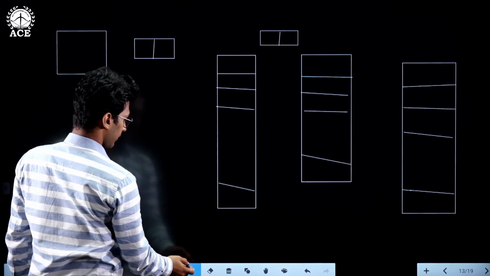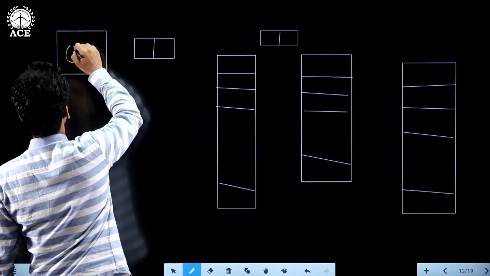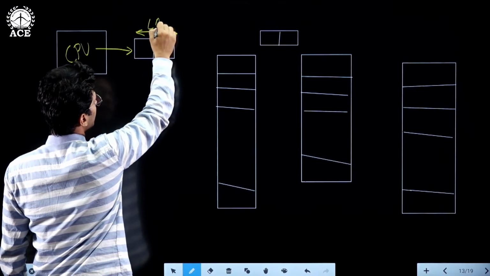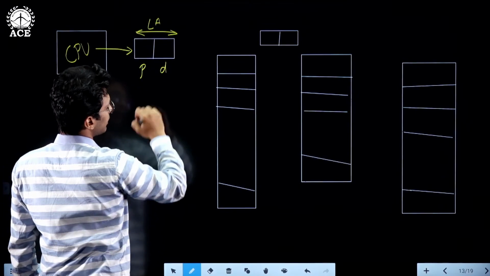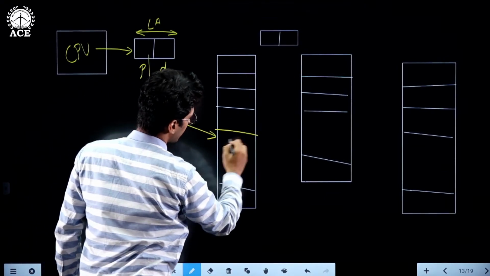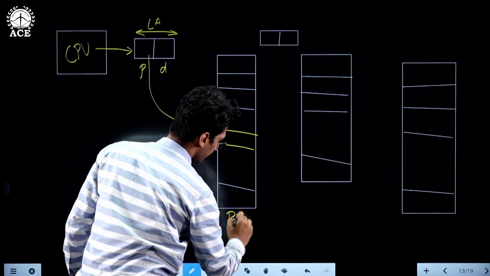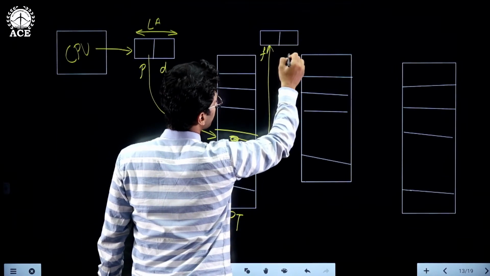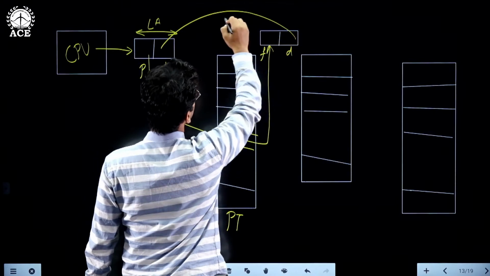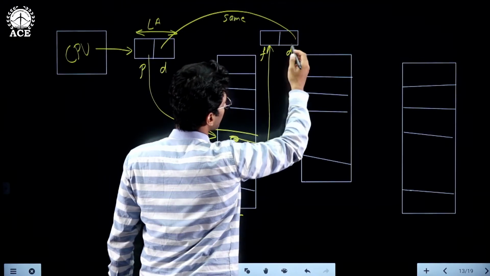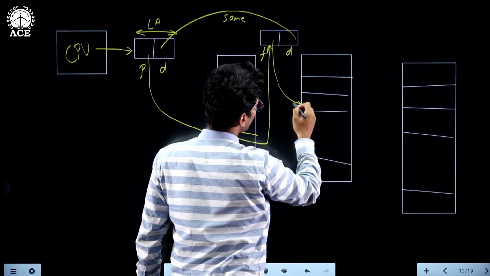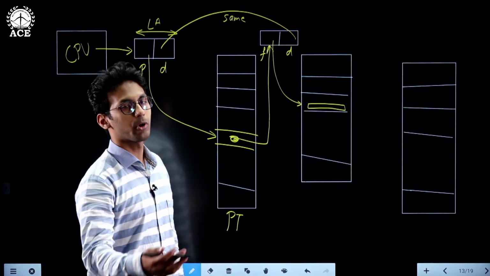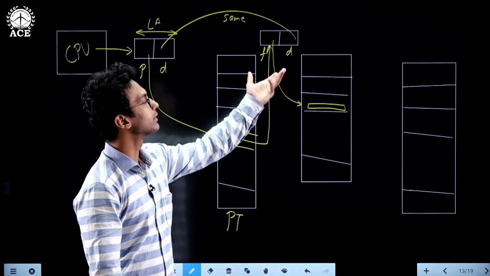Look here now. Everyone please concentrate. This is the CPU. The CPU generates a logical address. The logical address consists of the page number and the page offset. You'll refer to that particular page in the page table. You'll get the frame number F, and that offset is there. This and this D are the same only, not different. You got that frame number, you went into that particular frame, and you access that particular word of that frame or page. Done. This is how it works, isn't it?